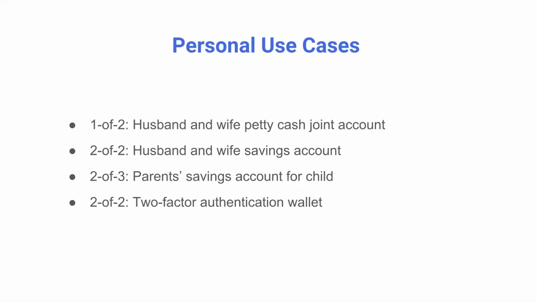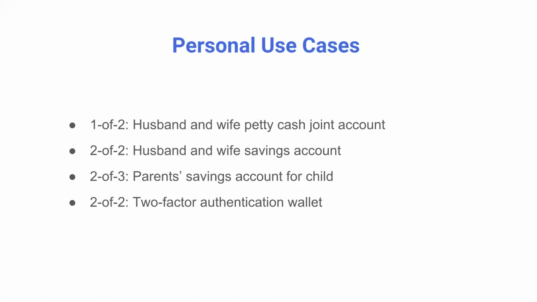The second scenario, a savings account of a married couple: both signatures are required to spend the funds, preventing one spouse from spending the money without approval of the other. The third use case, the parent savings account for a child. The kid can spend the money with the approval of either parent, and money cannot be taken away from the child unless both parents agree.